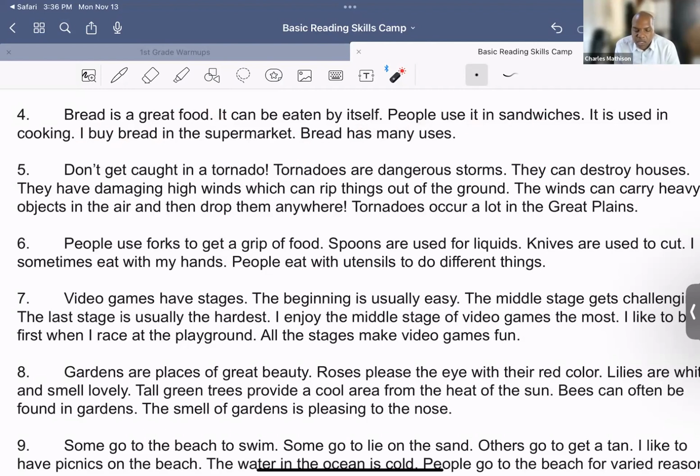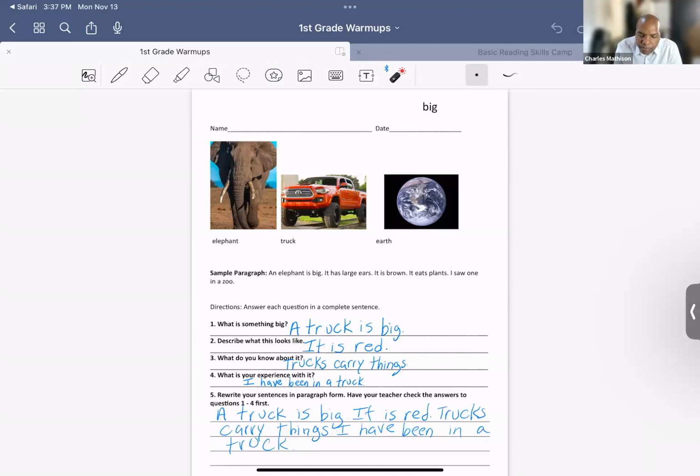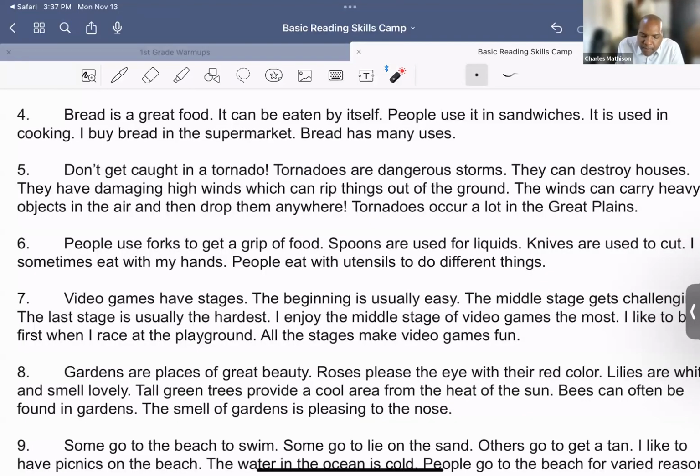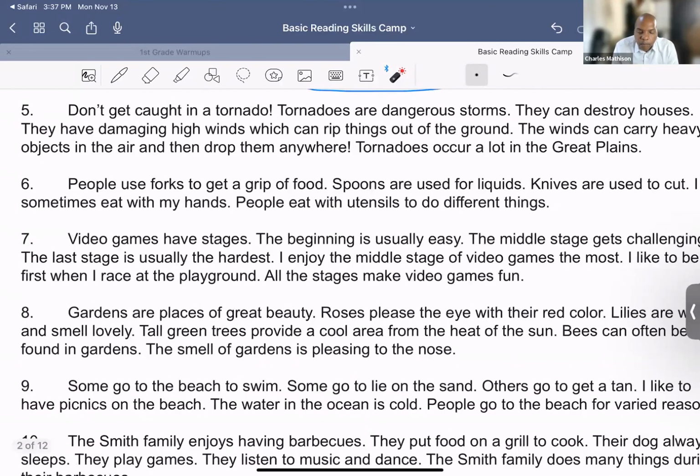People use it in sandwiches. It is used in cooking. Oh, here it is. Bread has many uses. So this is the answer because it says it's used in cooking. It can be eaten by itself. People use it in sandwiches. So bread has many uses. Let's look at number 5.